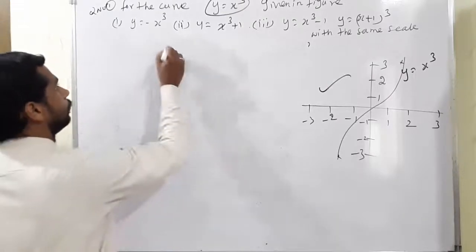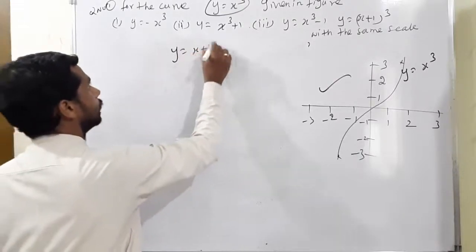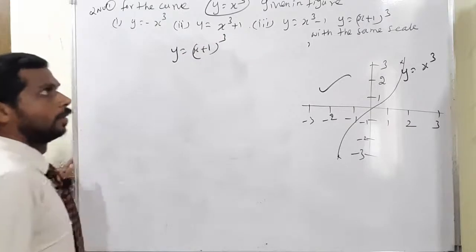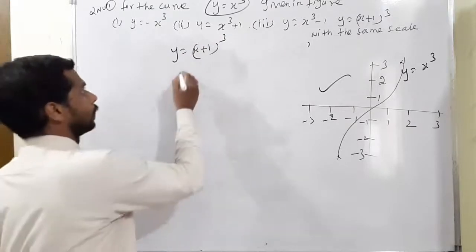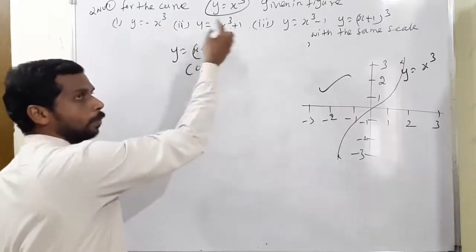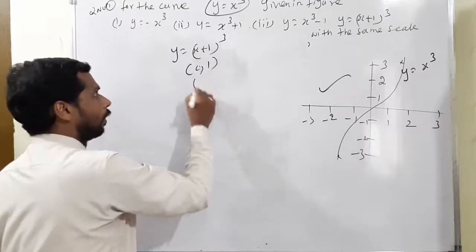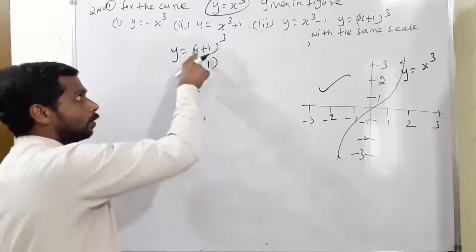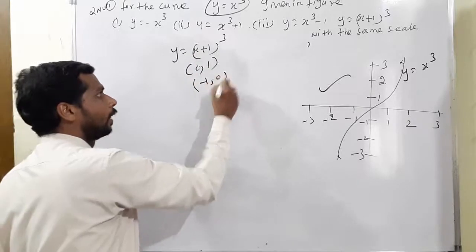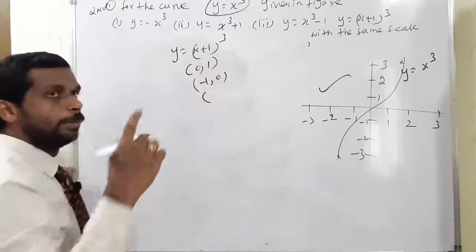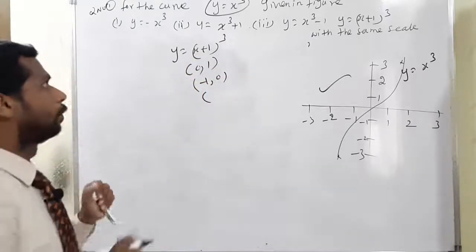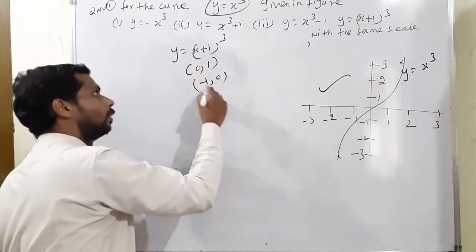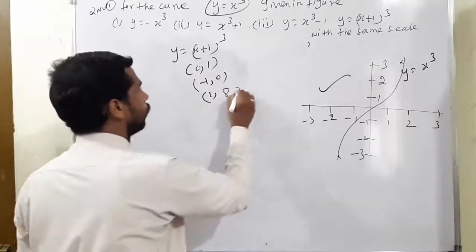Subdivision 4, y is equal to (x plus 1) the whole cube. For the first condition, x is equal to 0, so 0 plus 1 the whole cube, 1 will come. X is equal to minus 1, so minus 1 plus 1 means definitely the value will be 0. One more condition, take positive 1, so 1 plus 1 is 2, 2 cube means 8 will come. So 1, comma 8.